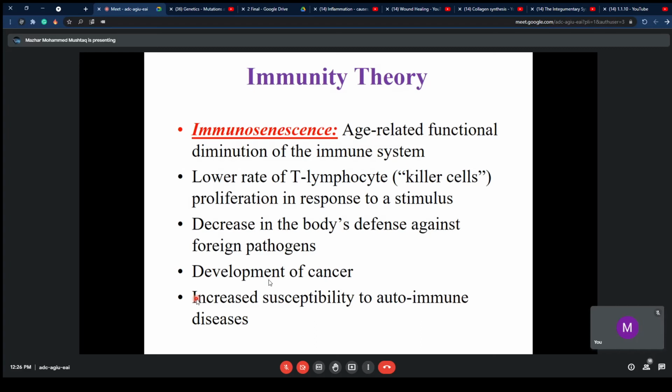For example, this is the immunity theory. As we grow older and older, our immune system becomes suppressed. It is no longer functioning properly. As a result, you can have cancer because the defense mechanism is not there. Foreign pathogens would come up in the body, and for example, there are some bacteria that can cause cancer. There are some viruses that can cause cancer because there is a loss of immune function in the body, and one can have aging because of immunosenescence.